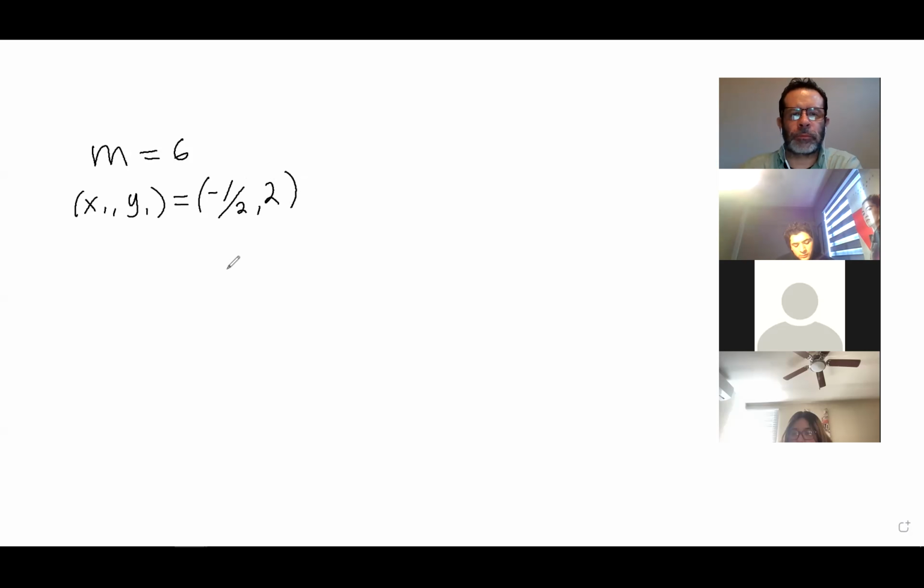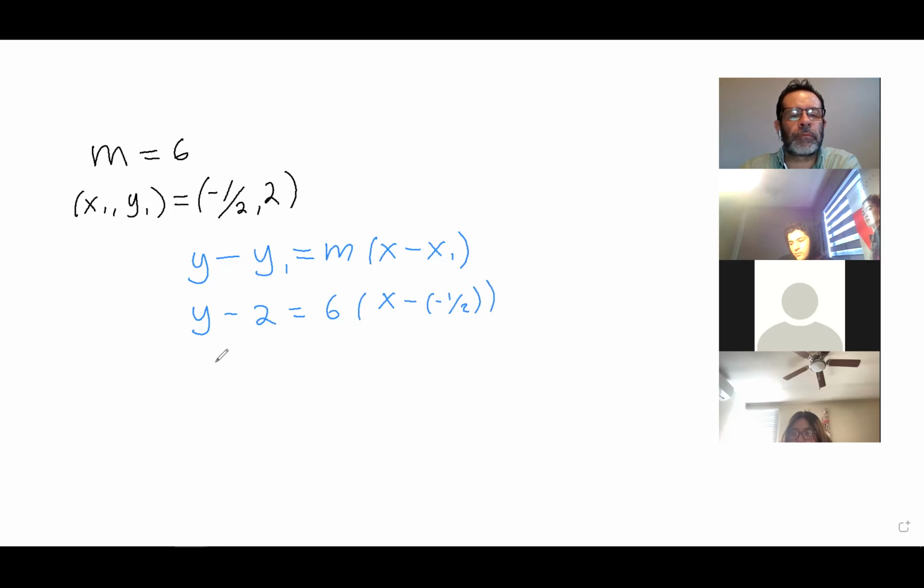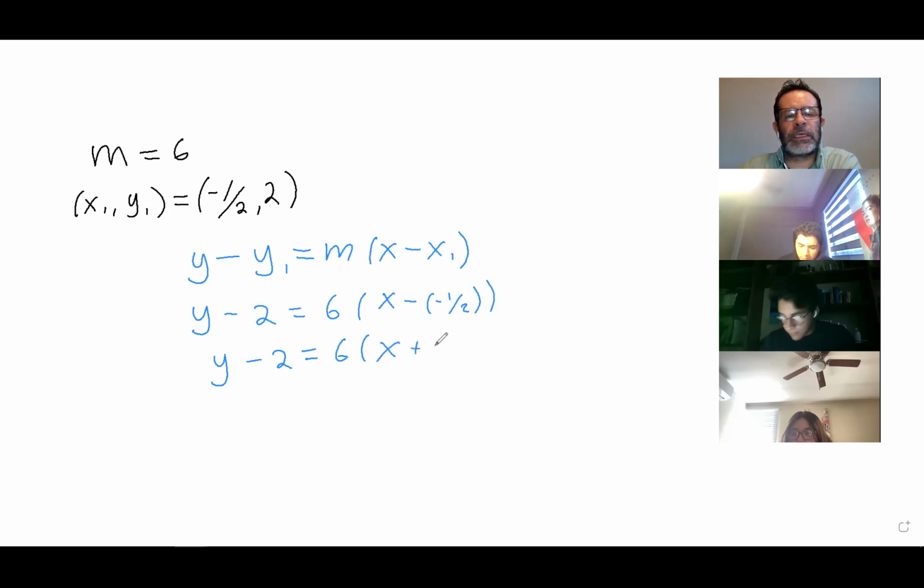So we may use the point slope model to find the equation. So we've got y minus y1 equals m times x minus x1. We're going to have y minus 2 equals 6 that multiplies x minus (-1/2). This is going to give us y minus 2 is equal to 6x plus 1/2.